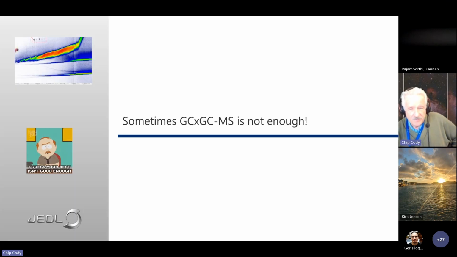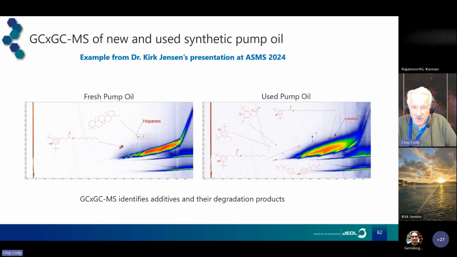So with GCGC being a really powerful way to look at complex mixtures, sometimes it isn't enough. Kirk was interested in looking at fresh and used pump oil because we wanted to see what happened to the oil itself and also to the additives. And we ran both pump oil samples, and you can see some of the hopanes from the oil must have been from a natural origin because we've got some biomarkers in here. We also see the diisobutyl phenol additives here.